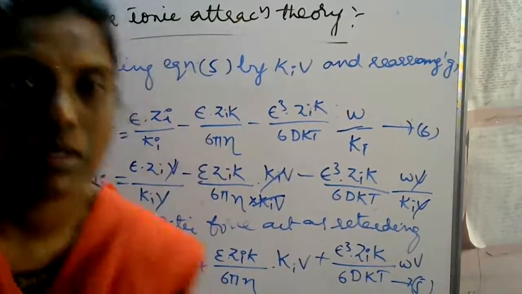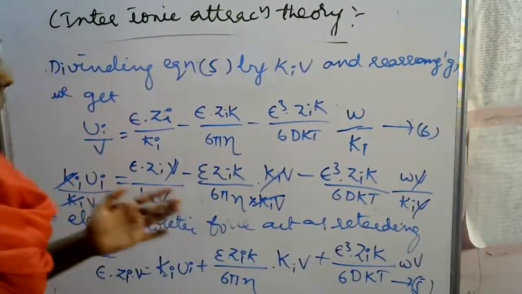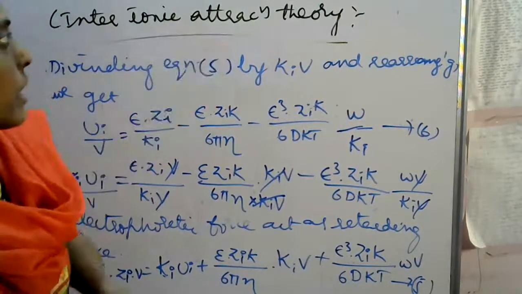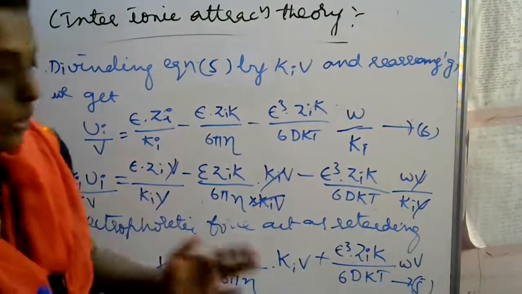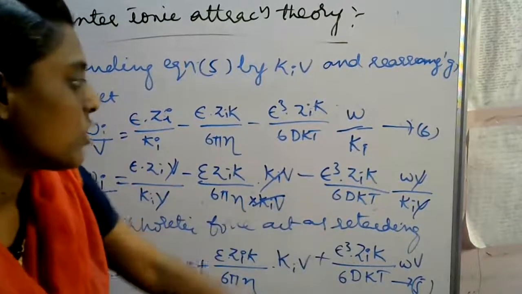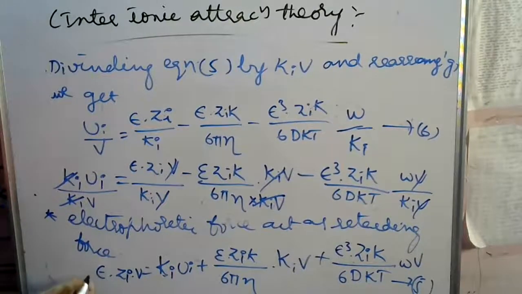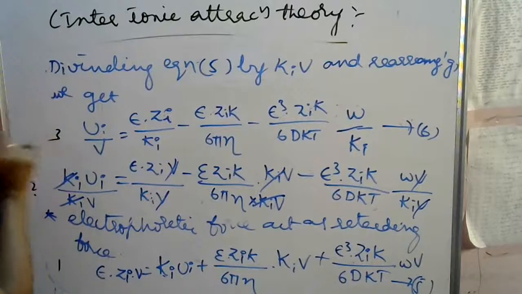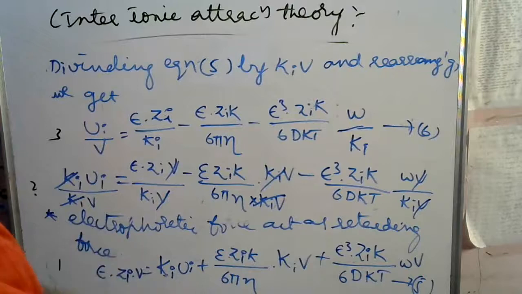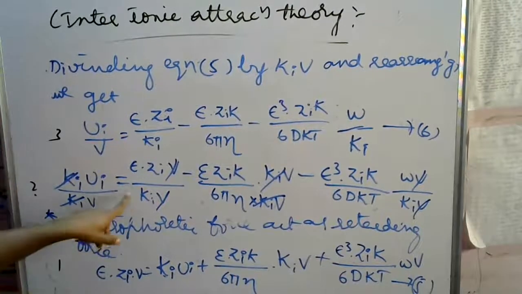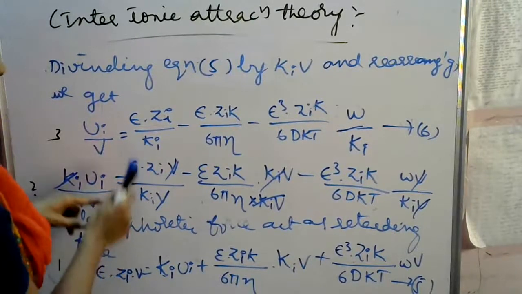So actually we have this equation. We have to combine both the electrophoretic effect and the ionic attraction theory, so two effects will be there. That's why we got this. When you divide this equation by k_i V, first write this one, next the second, then the third. I have written this directly, but for your understanding I have written this extra step.